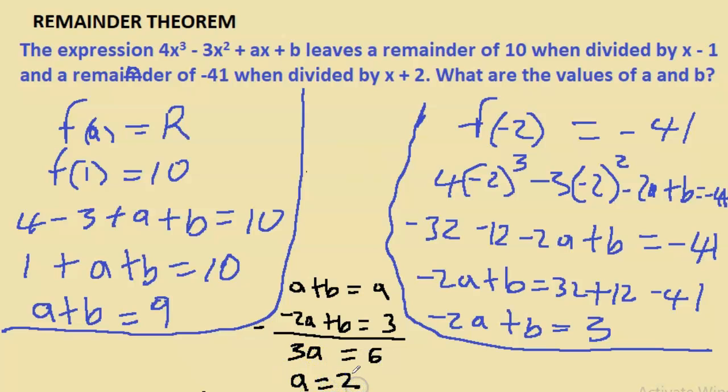And if the value of a is 2, you can sub it into any one of the equations. Remember here now, a plus b is equal to 9. So if a is equal to 2, what you have is 2 plus b is equal to 9. So 2 plus which number gives you 9? Alright, so b would have to be 7. So a is 2 and b is 7. And that's our solution.